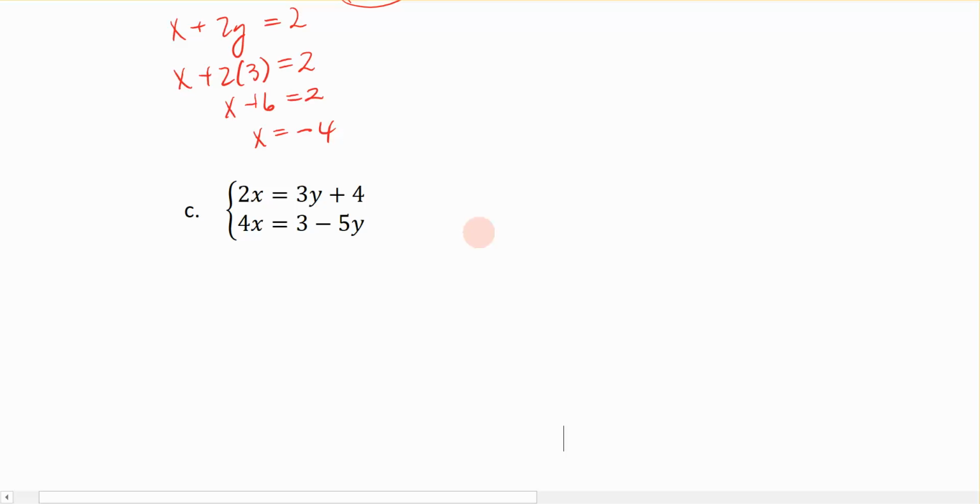And I still want to be able to use the addition method. So I'm going to rewrite this so that all of the variables are on the left and the numbers are on the right. So this is going to look like 2x, and I'm going to subtract 3y to the left is equal to 4. And here I have 4x plus 5y is equal to 3. So I just moved my y's over to the left. This is the system now that I want to try to identify and see how I can add it together.